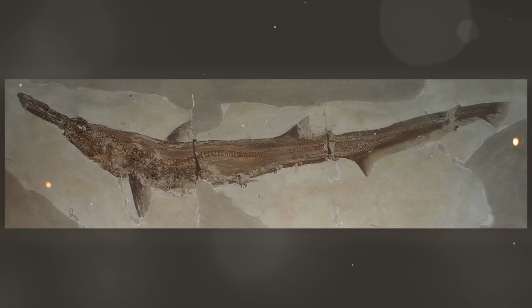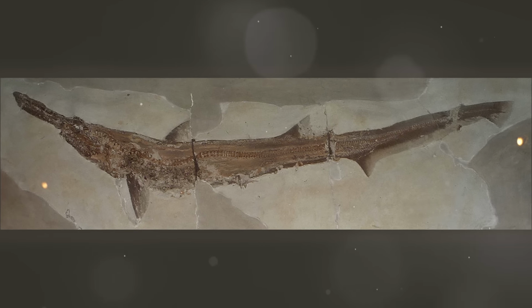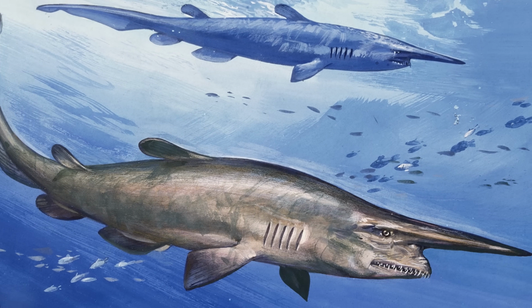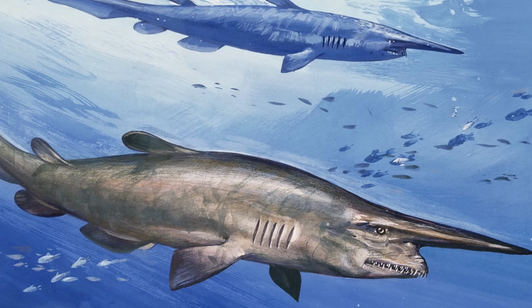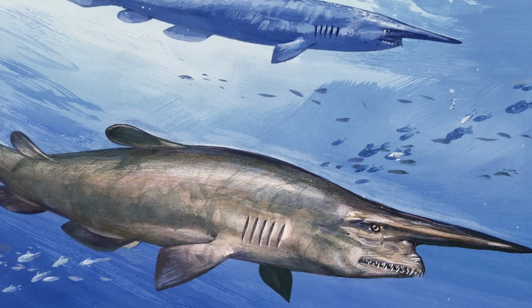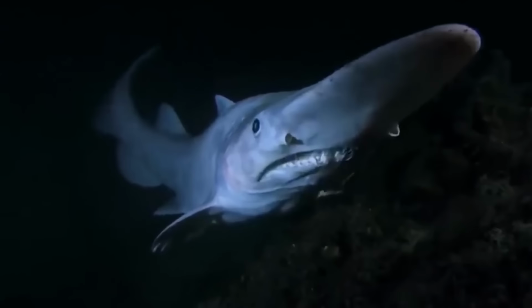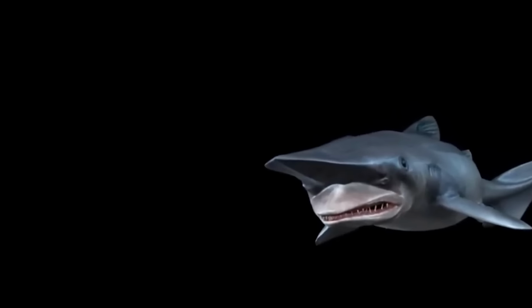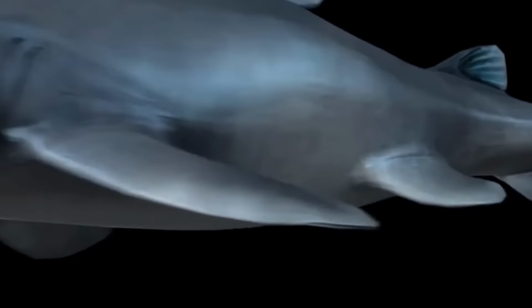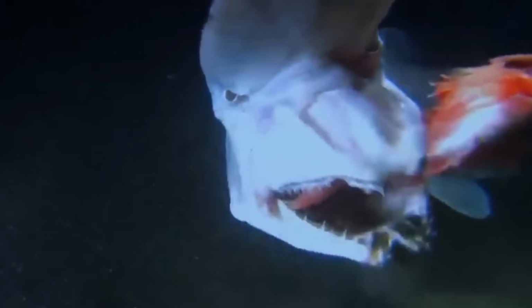Scapanorhynchus sharks hunted by hiding in the ocean depths, patiently waiting for prey to pass by. They were not fast swimmers and were therefore rather passive hunters. These sharks are very similar to the goblin sharks that live today, but some key changes set them apart, including their fins.